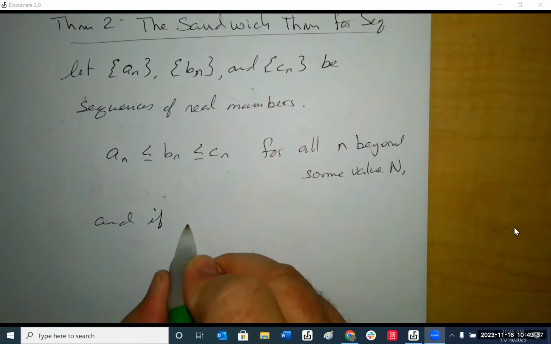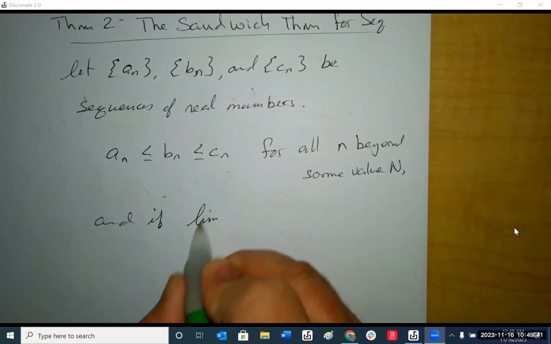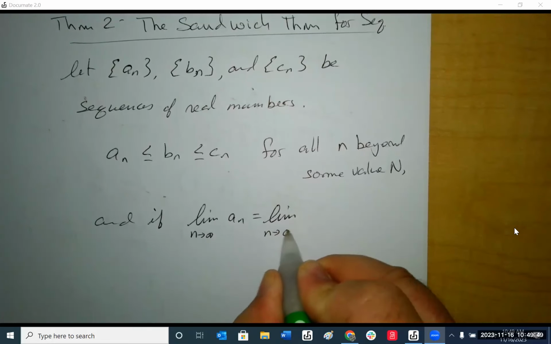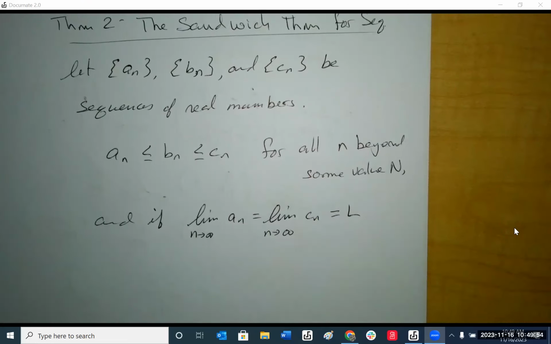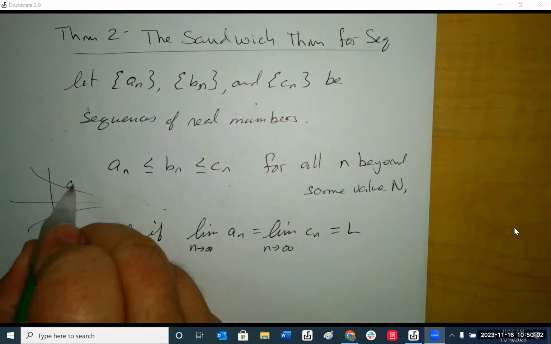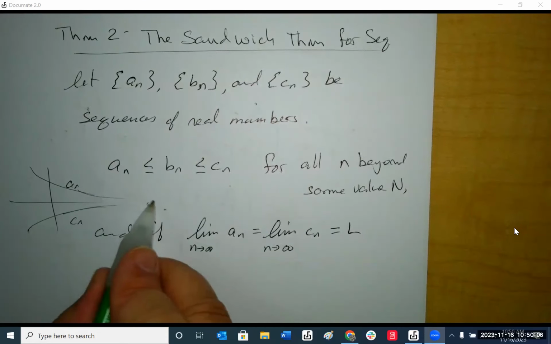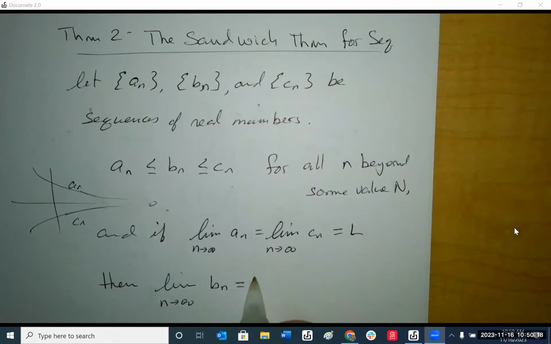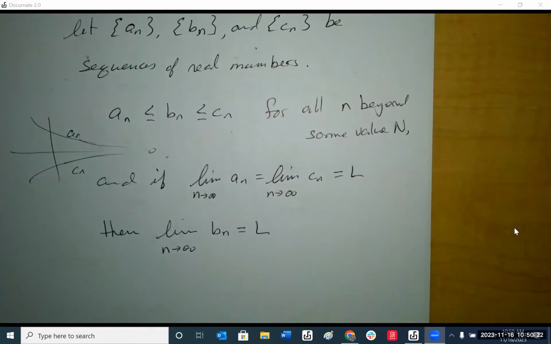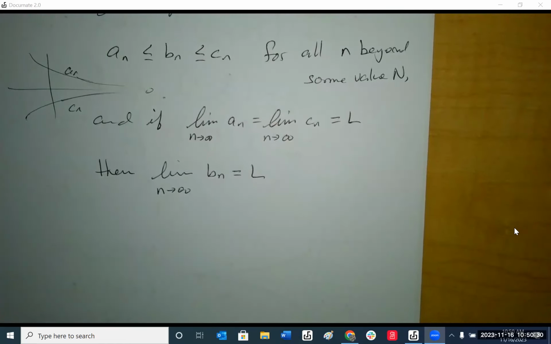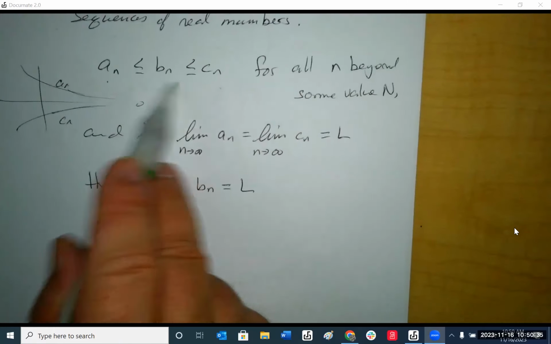and if the limit as n goes to infinity of a sub n is equal to the limit of c sub n, and they both go to some limit, like our graph showed earlier, their limit in this case is 0. So a sub n, c sub n, since they're both converging to 0, then b sub n must also converge to that same limit.